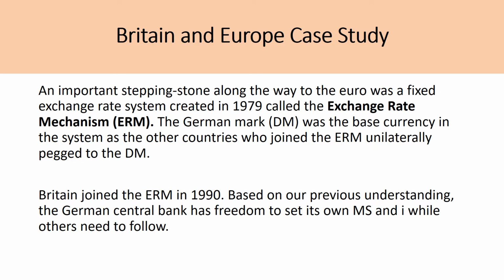As we talked about before, in a fixed exchange rate system, whatever the center currency is, they have full autonomy. They can choose whatever policy they want to pursue, because it will impact their own currency. But the people who peg to that currency need to follow that central bank's way, right? So for the DM, the British pound and Britain's central bank needed to follow the action of the German central bank in order to really maintain that peg in the ERM system.